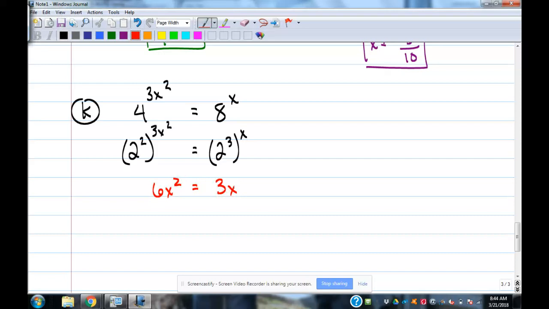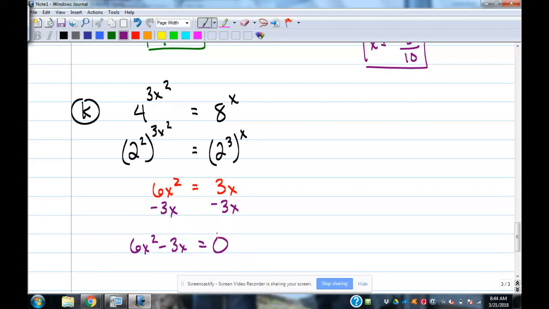And we've got to remember, how do we solve that type of equation? It's got an x squared. What do we have to do first? Get it equal to 0. Very good. Anytime we've got an exponent on our variable, we've got to get it equal to 0. So subtract 3x. 6x squared minus 3x equals 0.